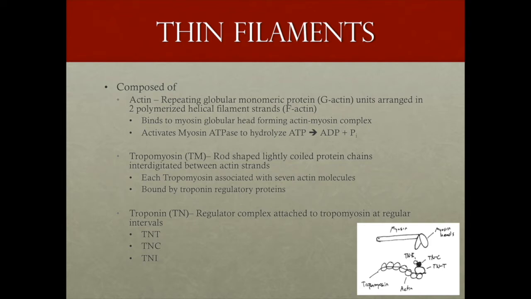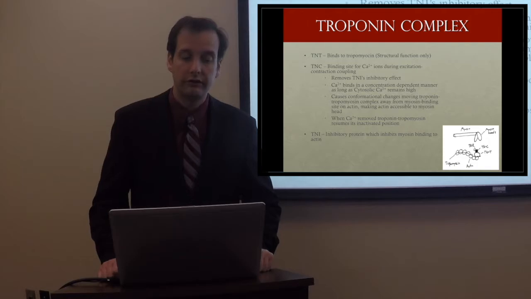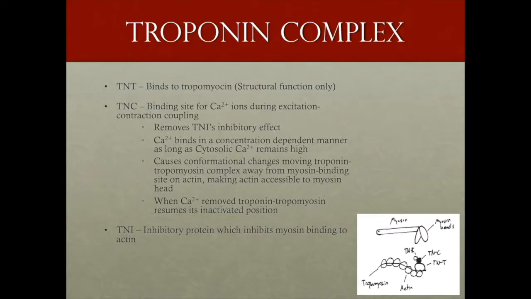Troponin, or TN, are regulatory complexes which are attached to tropomyosin at regular intervals. There are 3 subtypes: troponin T, troponin C, and troponin I. Troponin T is structural in function only. It binds the rest of the troponin complex to the tropomyosin unit. The T in troponin T stands for tropomyosin.